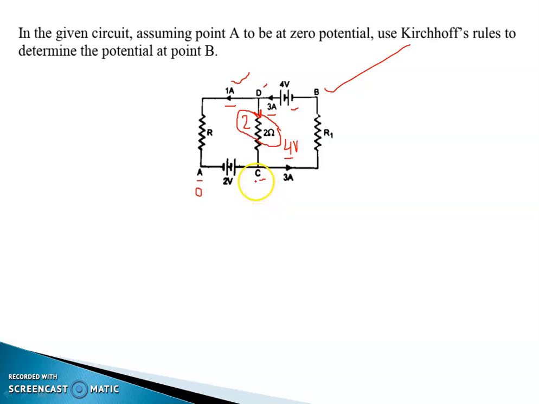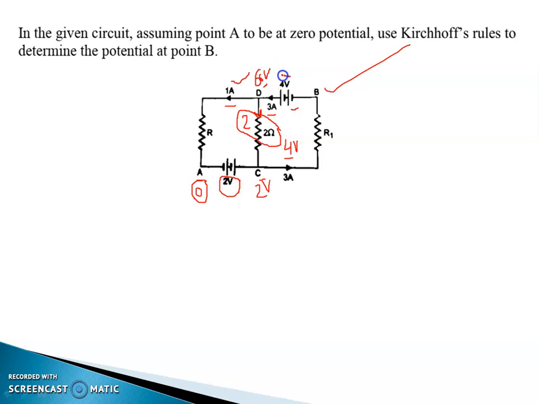So what will be the voltage at point C? That will be 2 volt. Why? Since there is a battery, and point A is at 0 volt, it means C will be at 2 volt. If C is 2 volt and the potential difference across this portion is 4 volt, it means the potential at D should be 6 volt.